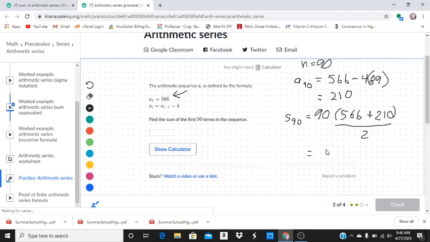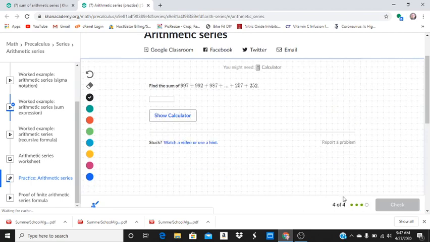So we've got 566 plus 210 equals 776. Divide that by 2. That's 388. And we're going to multiply by 90. That's 34,920. Look at that, more energy points. Today's a good day. Let's see if we can get a perfect score.